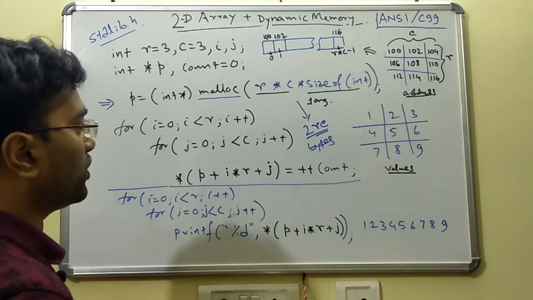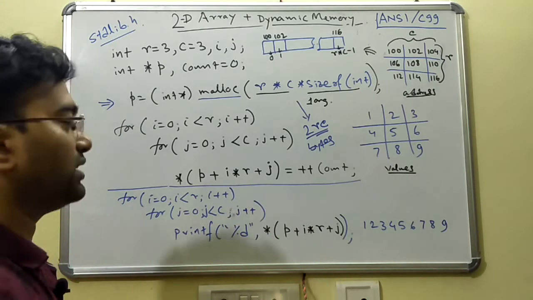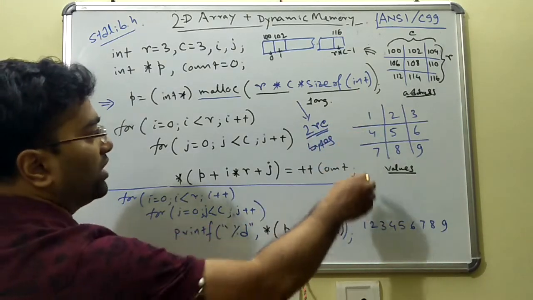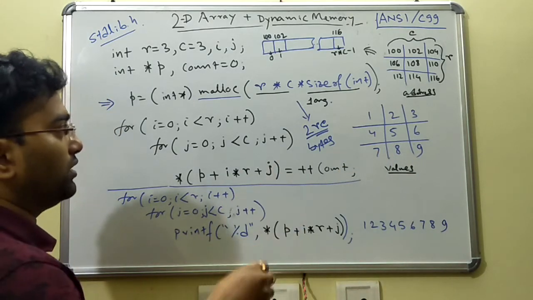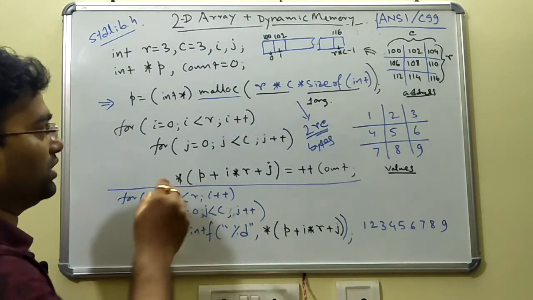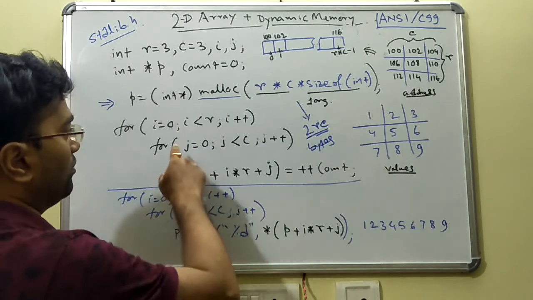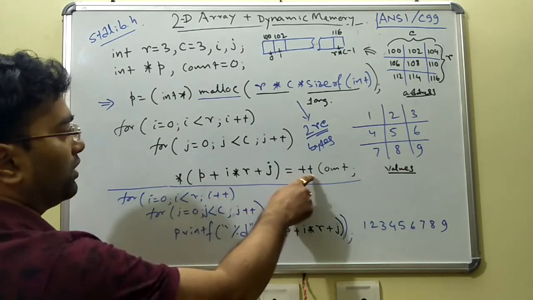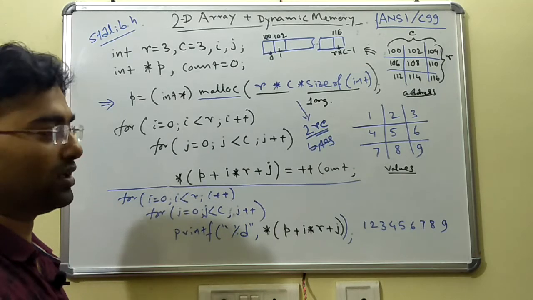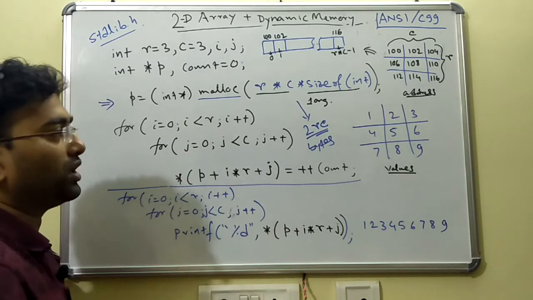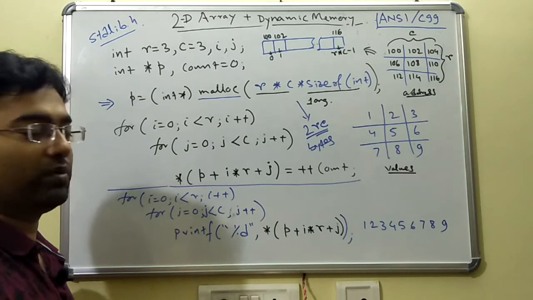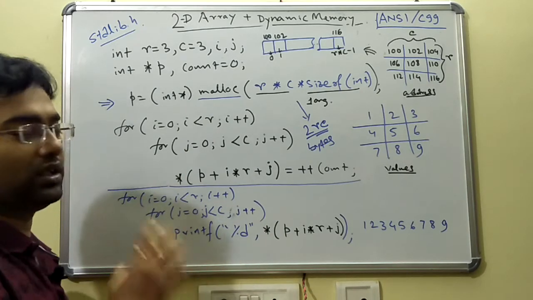And then this is very important: how can you assign a value to each of the elements? This is the value matrix. The count is initially 0, but based on this loop it always starts with plus plus count. So first it is 1, then 2, then 3 subsequently. And how many times will this loop run? This loop will be executed rc times.